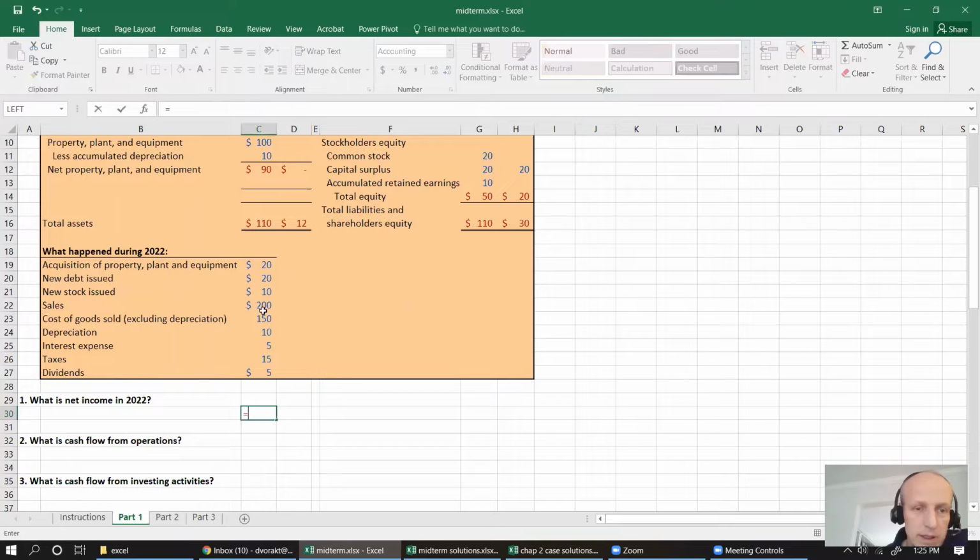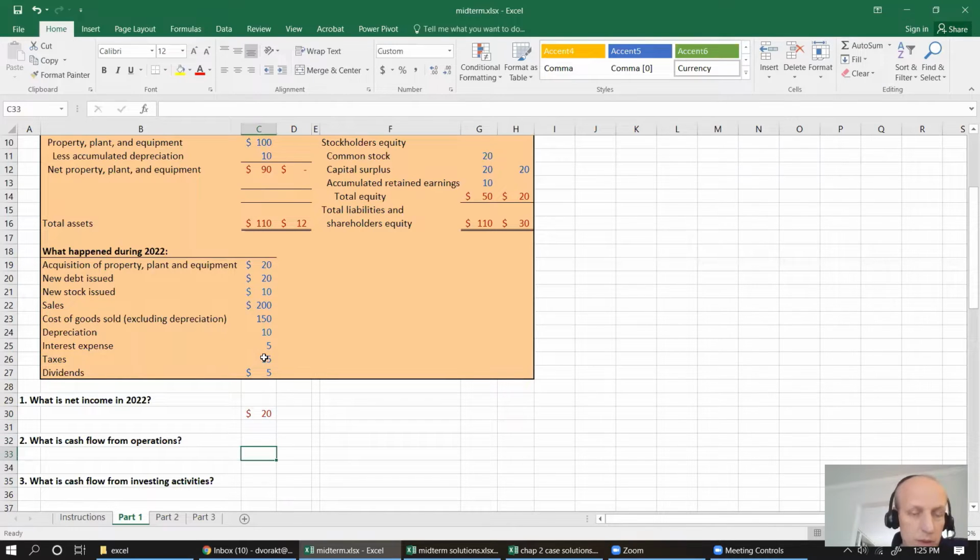So let's do that. We know that revenue is 200, and we can subtract cost of goods sold, and that would give us EBITDA. But we want net income, so we're going to subtract depreciation, we're going to subtract interest expense, and we're also going to subtract taxes to give us net income.